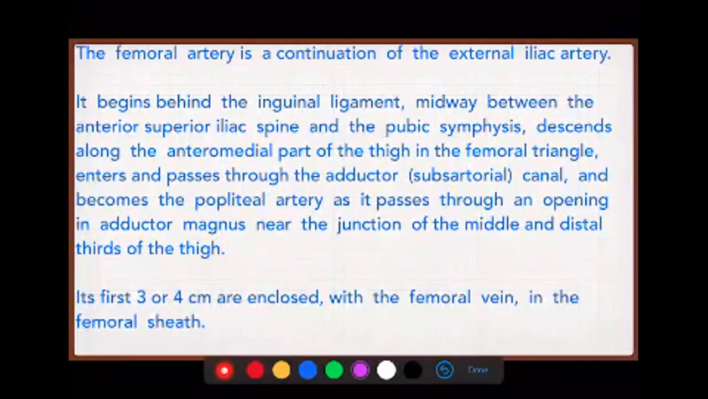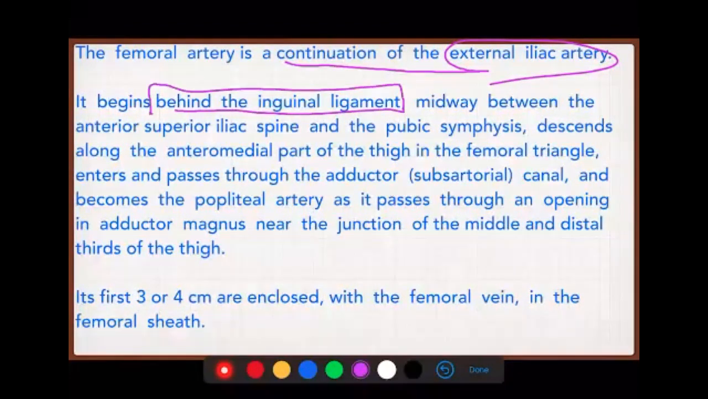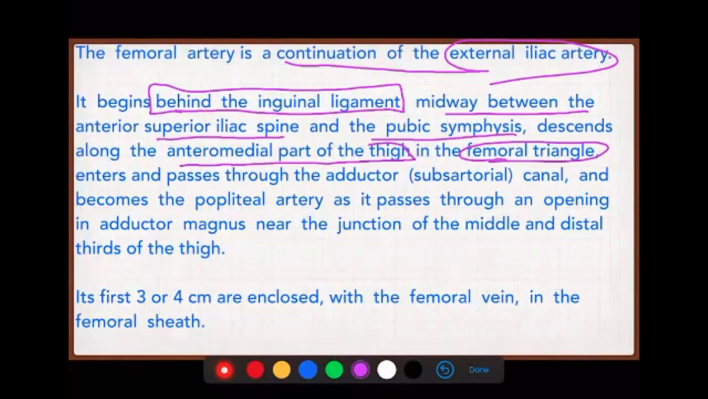The femoral artery is a continuation of the external iliac artery. It begins behind the inguinal ligament, midway between the anterior superior iliac spine and the pubic symphysis. It descends along the anteromedial part of the thigh in the femoral triangle, enters and passes through the adductor canal, and becomes the popliteal artery as it passes through an opening in the adductor magnus near the junction of the middle and distal thirds of the thigh. You all know that and are well acquainted with it because of the dissection.